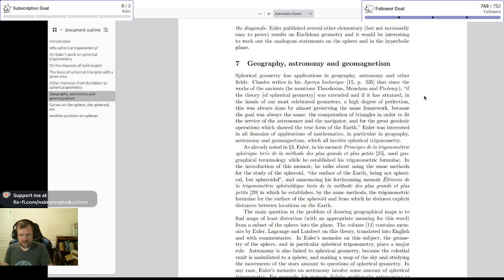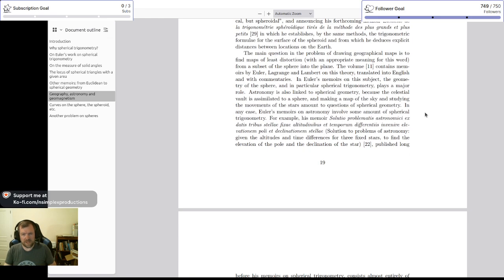The volume contains memoirs by Euler, Lagrange, Lambert on this theory, translated into English and with commentaries. In Euler's memoirs on the subject, the geometry of the sphere, and in particular spherical trigonometry, plays a major role. Astronomy is also linked to spherical geometry because the celestial vault is assimilated to a sphere, and making the map of the sky and studying the movements of the stars amount to questions of spherical geometry. In any case, Euler's memoirs on astronomy involve some amount of spherical trig.